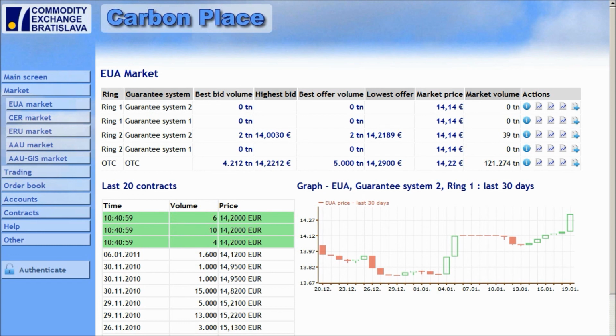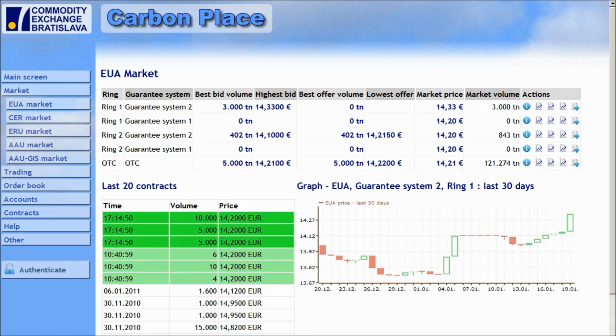If there would be not enough bids to cover the auction volume, auction would fail. If the price would be below call-out price, auction would fail. In this example call-out price was 14.2 and closing price was also 14.2, therefore the auction closes successfully and contracts are created. Because we used Guarantee System 2, delivery and payment was done in the time of contract creation.